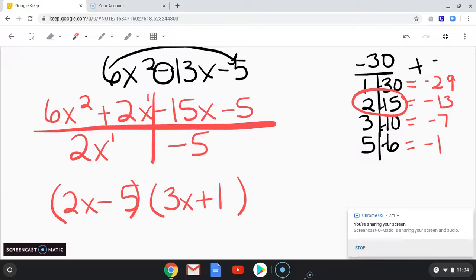Check yourself on the right-hand side. Negative 15 divided by negative 5 is positive 3 with an x left over, and negative 5 divided by negative 5 is a positive 1. Check. You've just factored with a number in front of the x squared that's greater than 1.